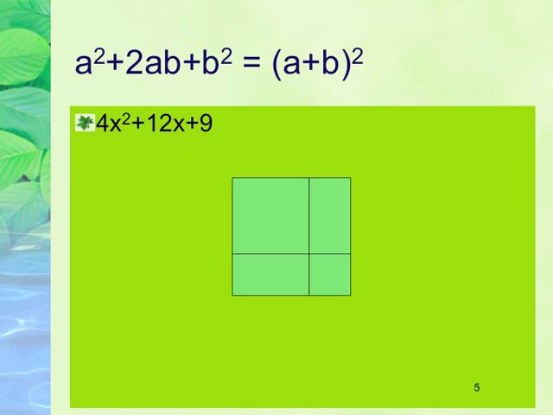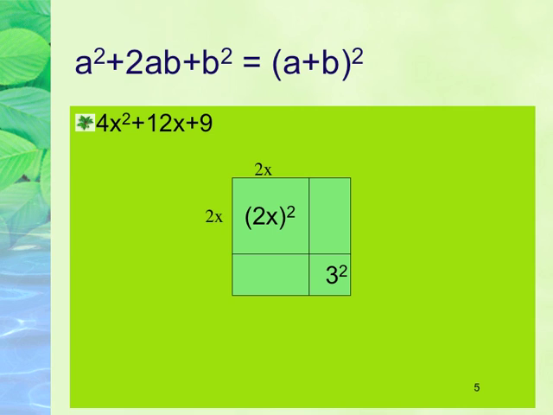We can also do this using our area model. If we know that in this top left-hand square, we need 4x squared, and in the bottom right-hand square, we need positive 9, we can rewrite that positive 9 as 3 squared, and the 4x squared as the quantity 2x squared.